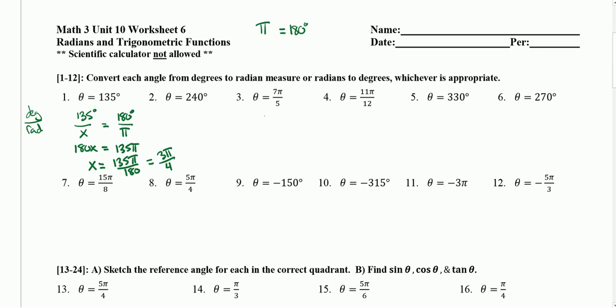Number 3, here we have a radian measure, 7 pi over 5, and we want to convert to degrees. We could set up a proportion, but if we're going from radians to degrees and we know that pi is 180, we could just substitute in 180 for pi and then simplify. 180 divided by 5 is 36, so this is 7 times 36. And 7 times 36 is 252 degrees.